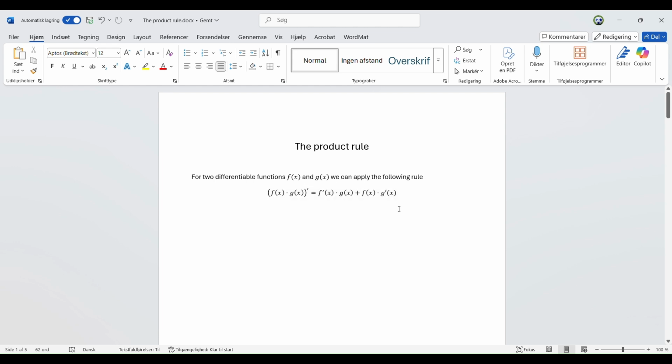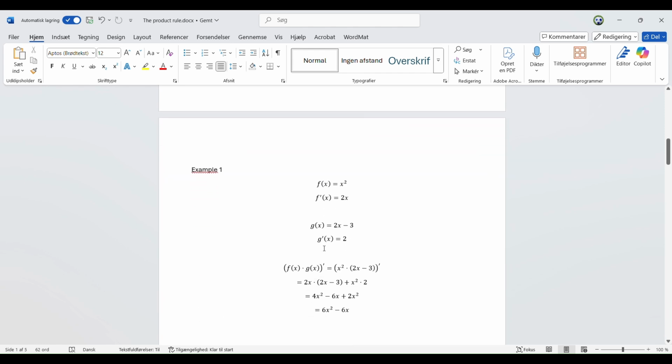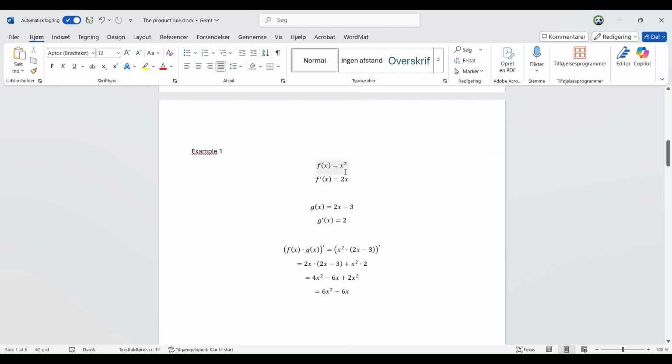So this we have to apply every time we want to find the first order derivative of a product of two functions. Let's have a look at some examples. Example 1, we've got f of x, that's x squared, and g of x, that's 2 times x minus 3. Down here I've written the first order derivatives of each of these functions. For x squared, the first order derivative is 2 times x, and the first order derivative of 2 times x minus 3 is equal to 2.